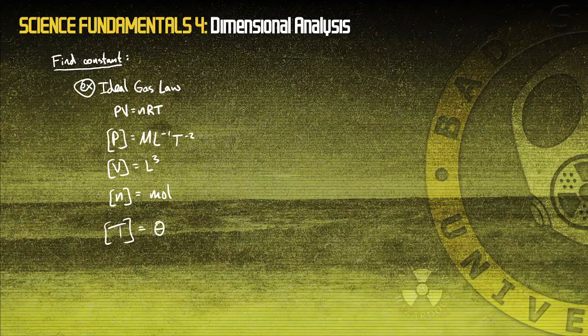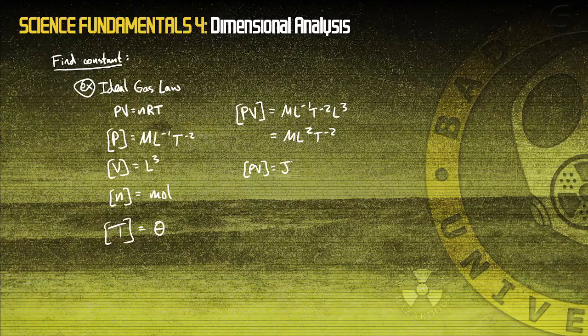So we're gonna look at P times V. The units are ml to the minus 1, t to the minus 2, L cubed. So if we do some quick math, we end up with ml squared t to the minus 2. And we know that the units of PV is in joules, or energy. But that's besides the point.